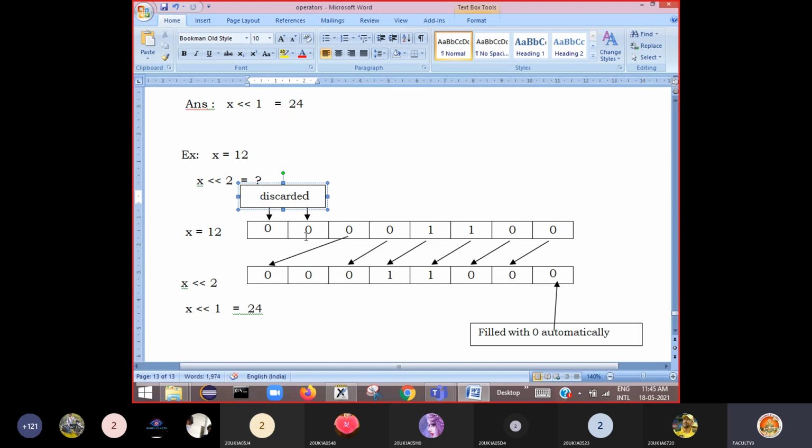Now see here, these 2 will be discarded. Leftmost 2 bits will be discarded here. Okay, so this bit will come to first position here. Okay, right? So I remove all these arrows so that I can use this arrow easily. Right.